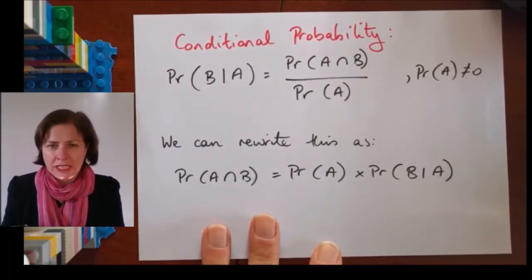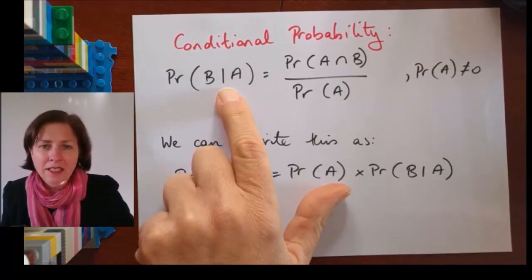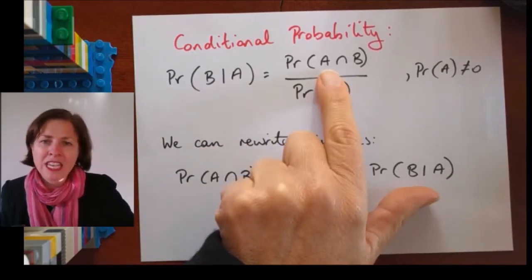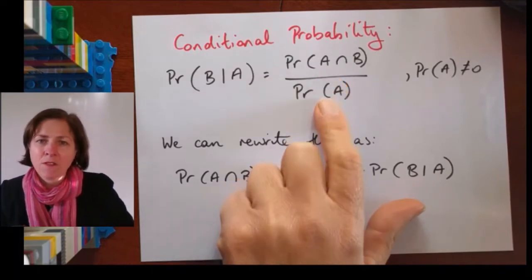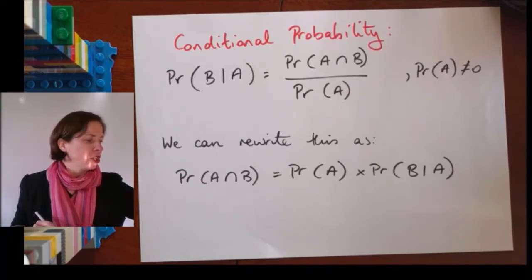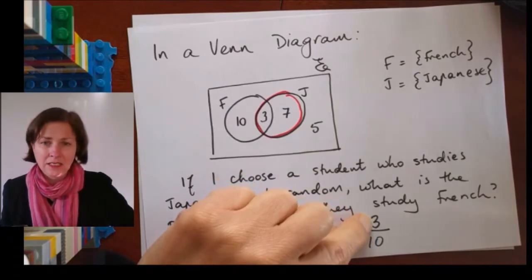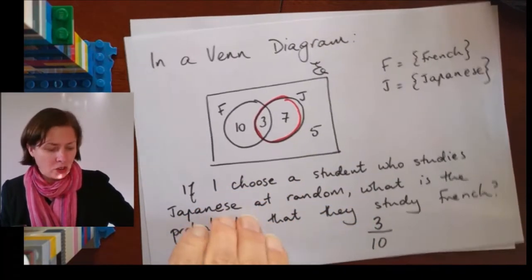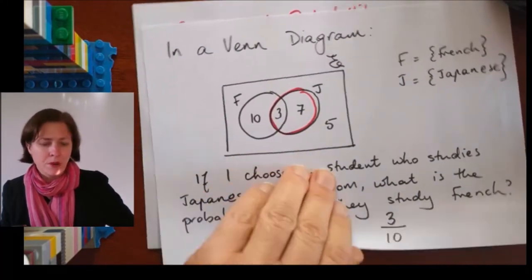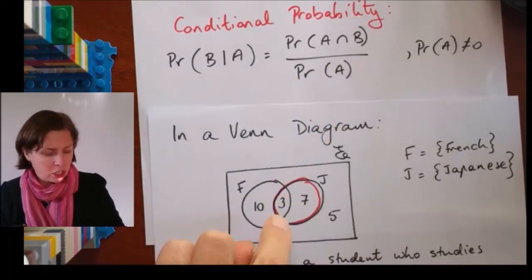We've got two formulas here, and let's talk through them. The probability of B given A, that's my conditional probability notation, is equal to the probability of the intersection of A and B divided by the probability of A. Now let's go back to my French and Japanese situation. This 3 is the intersection here, and the 10 on the bottom is just the probability of Japanese happening.